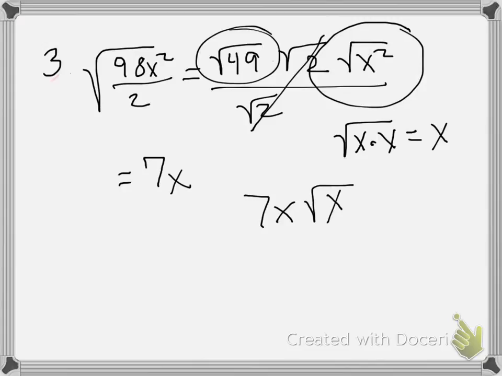So a squared, let me see if I can change colors here. A squared and a square root cancel themselves out. So every time you have the square root of something that has two things in it, one of them comes out. So that's why it's just 7x. So that was on number 3.